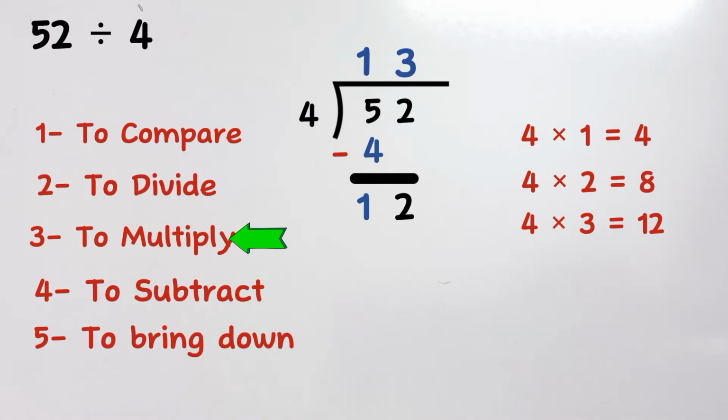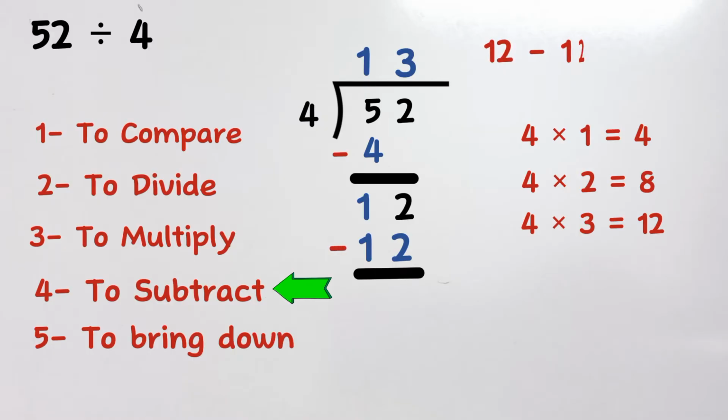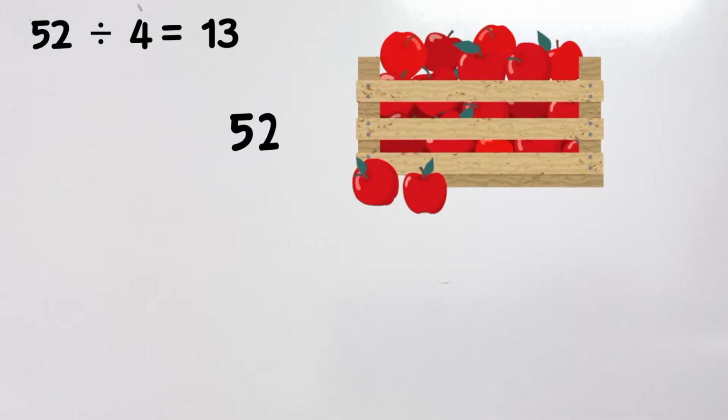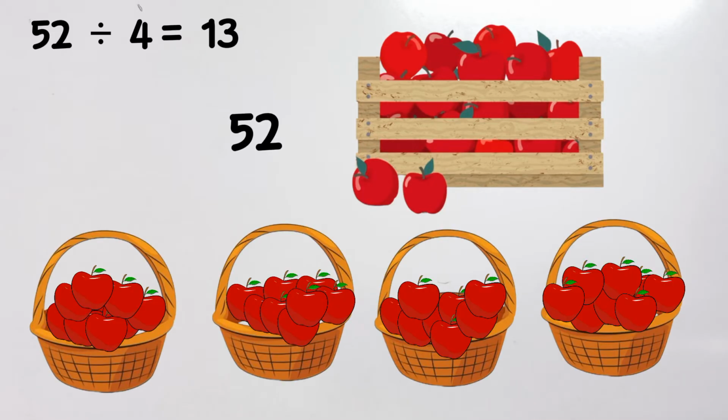Now, in the next step, we multiply. 4 times 3 is 12, so we write 12 under this 12. And in the next step, we subtract. Now, 12 minus 12 is 0 and there is no remainder. So, 52 divided by 4 is 13. So, when we divide 52 apples among 4 baskets, each basket contains 13 apples.